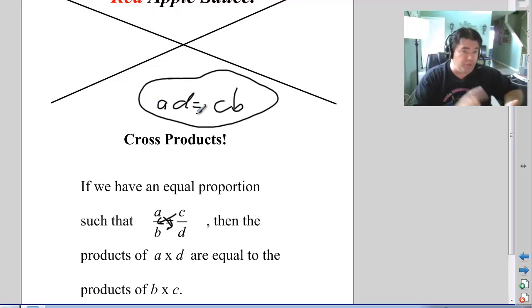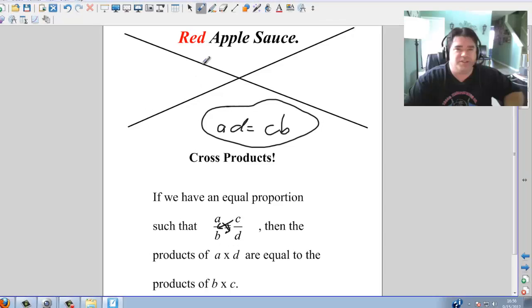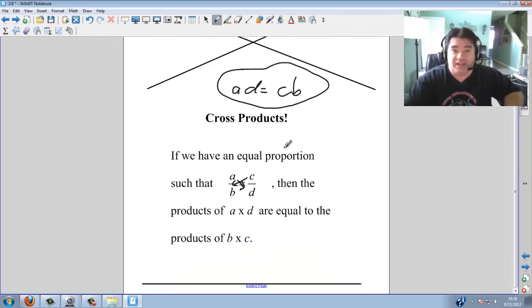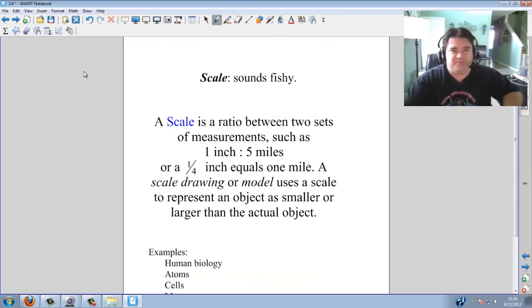Now, if you give me 3 of the 4 variables, I can tell you what the 4th one is. Also, because we crisscross, I call it crisscross applesauce. You're going to hear that a lot from me. It's just what I say.